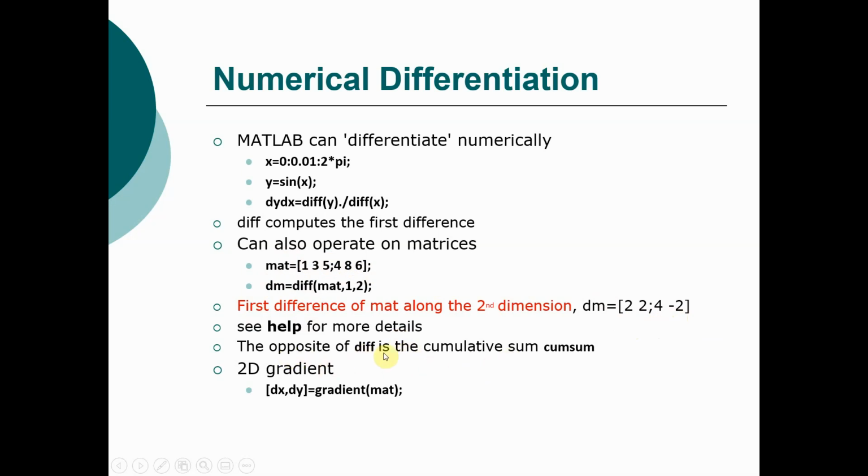The opposite of diff is the cumulative sum, which would just add the adjacent elements, right? So that can be used in other applications. This is also the 2D gradient. In the same way that the diff function works on matrices, the gradient also works on matrices as well.